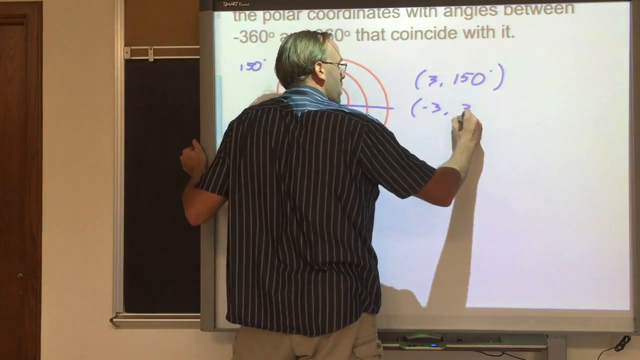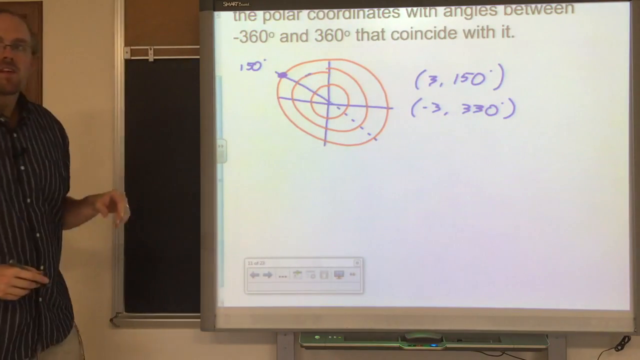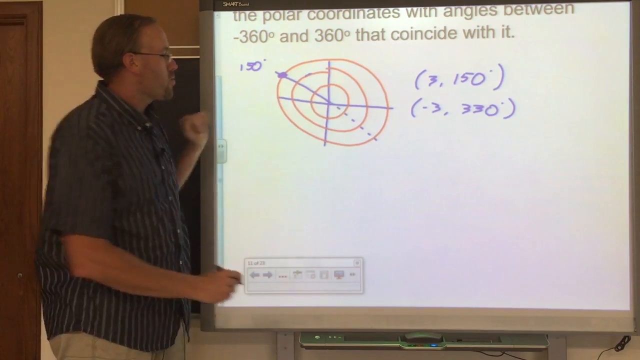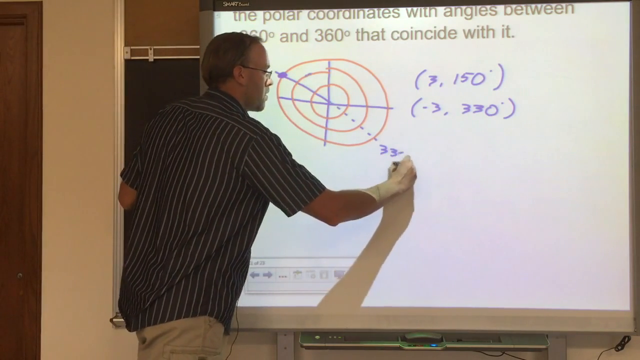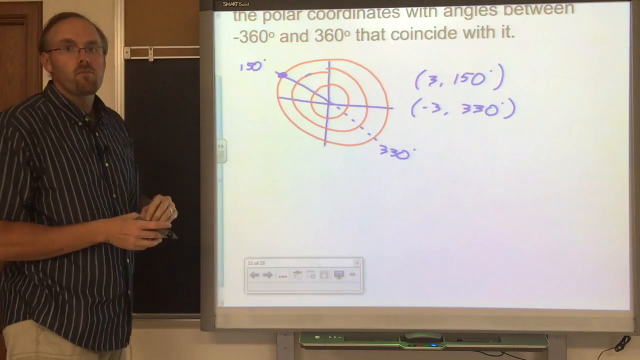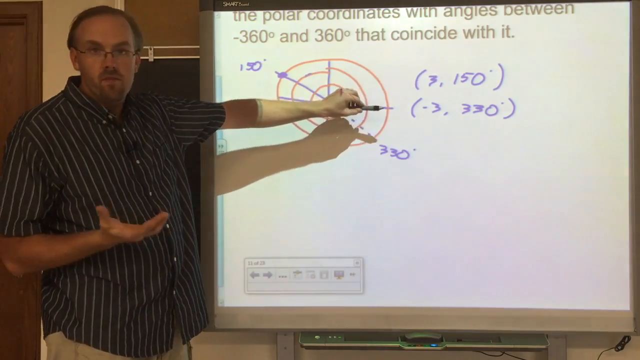So that means 330 degrees. So this point will coincide with that, because if we choose 330 degrees, but we go backwards from there, we'll hit that point. And if we keep going to 360, that's all we can do.